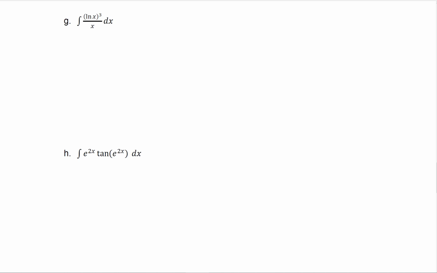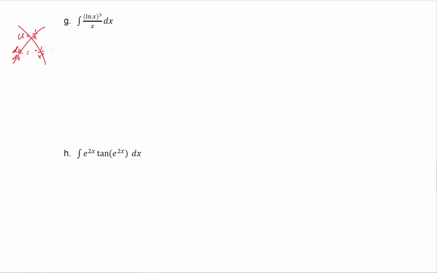All right, g. So we have the integral of ln x to the third power over x dx. Here, we do have a 1 over x dx, but what's going to happen? If we were to let u equal 1 over x, then du over dx is going to be negative 1 over x squared. So that doesn't help us. That doesn't get rid of our natural log of x to the third power dx. So that's not going to work.